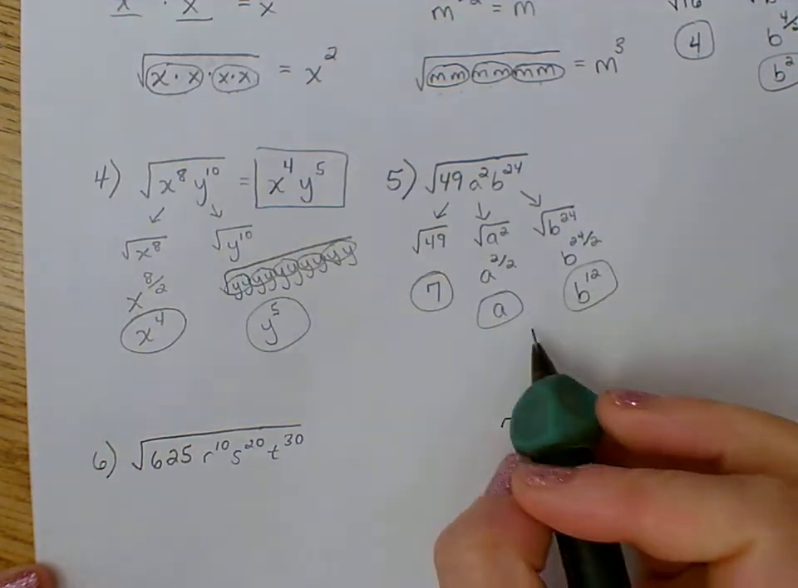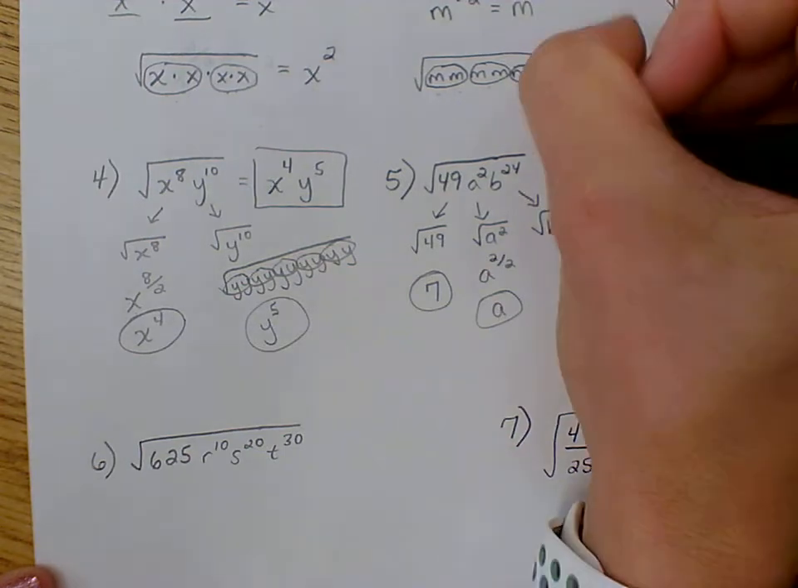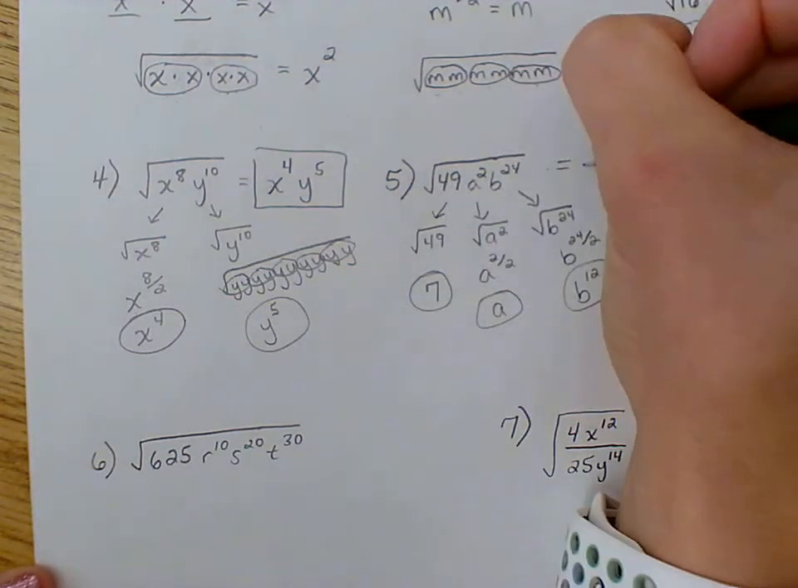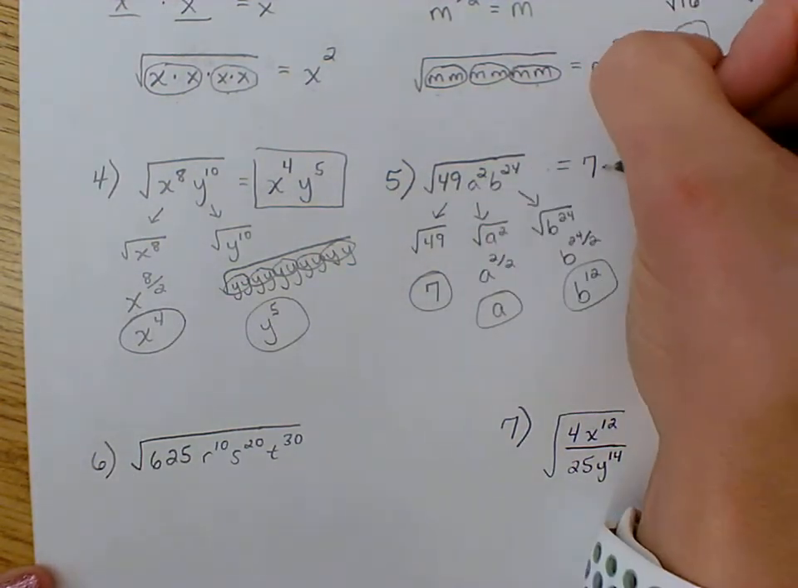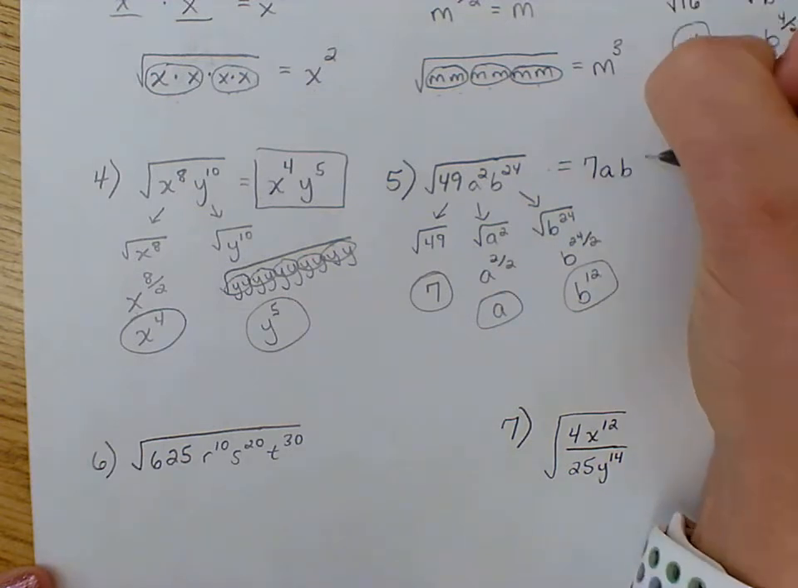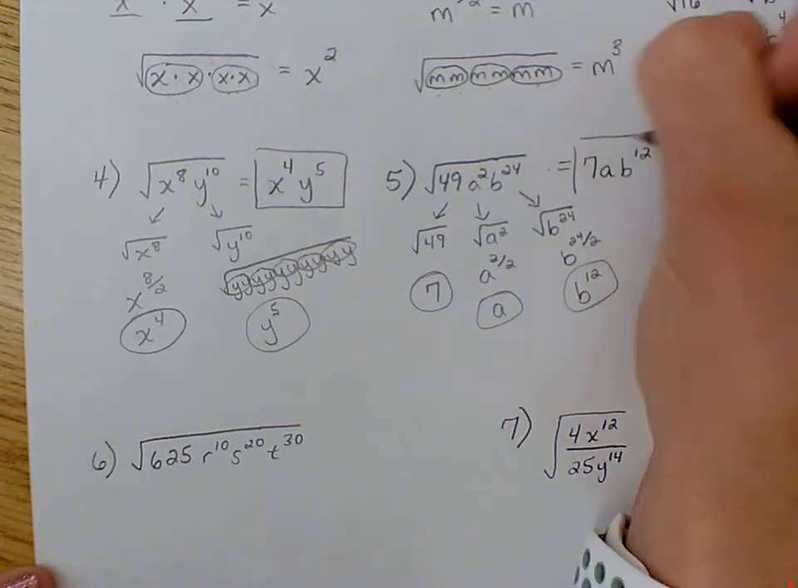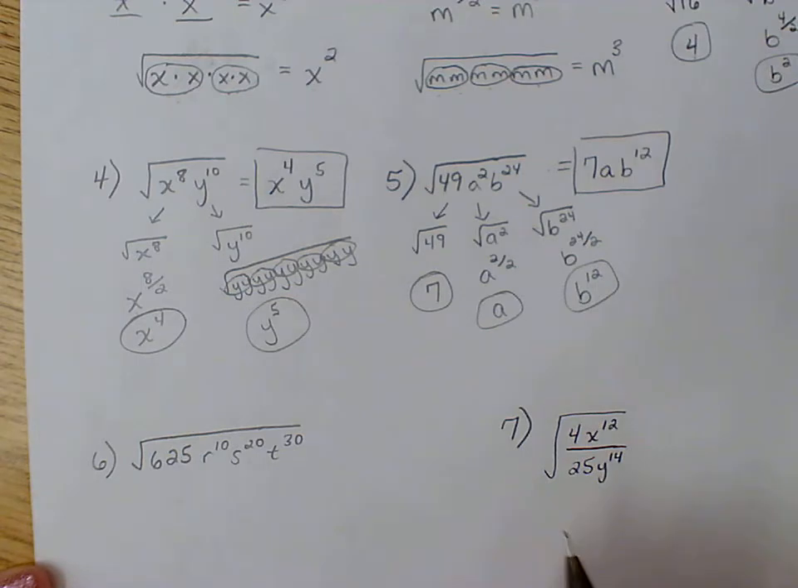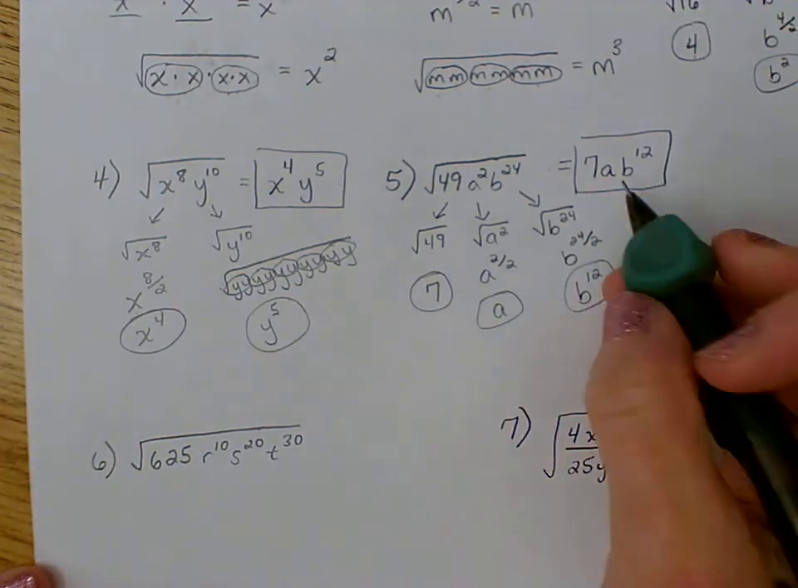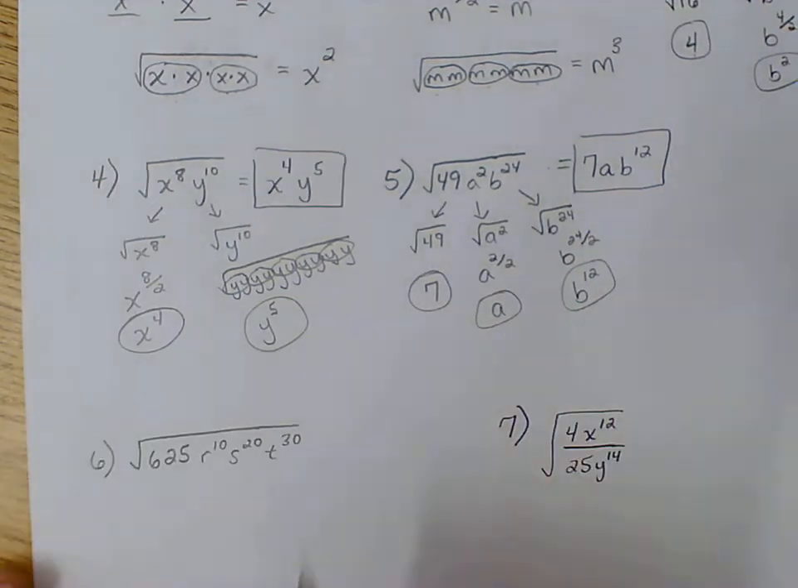Okay, so these are all of your little answers, and you put them together. So it'd be 7 times a, and then times b to the 12th. And so there is your answer. Okay, so find them separately, and then you just put them being multiplied at the end.